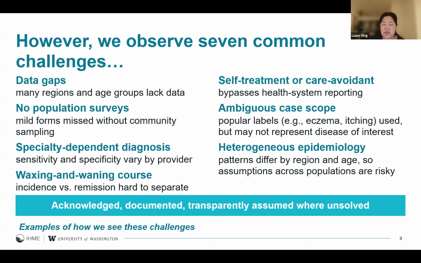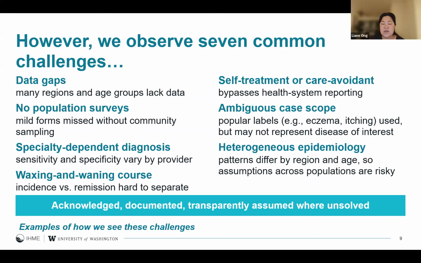We've also observed that there can be ambiguous case scope. So while we can see literature that uses words like itching and eczema, that's part of the diagnostic criteria or that's how they're defining the cases, they don't necessarily represent the disease of interest. Or it's not clear based on the methods what type of disease they are actually capturing.